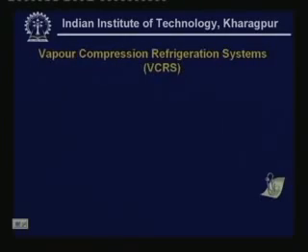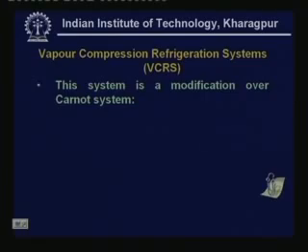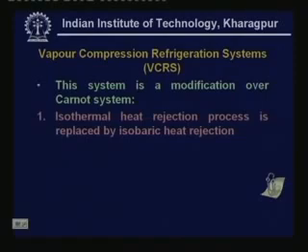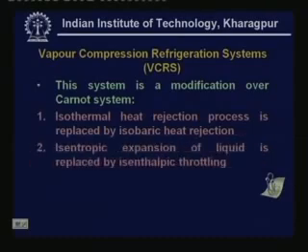Now, let us look at the Vapour Compression Refrigeration System, which is the system used in practice. This system is a modification over the Carnot system, and what are the modifications? The first modification is that the isothermal heat rejection process in the condenser is replaced by isobaric heat rejection. This is the first deviation from the Carnot cycle. The second deviation is that the isentropic expansion of liquid in the turbine is replaced by isenthalpic throttling in a throttling device.